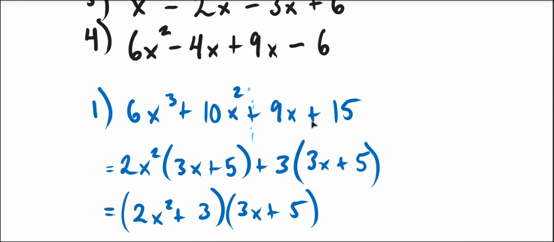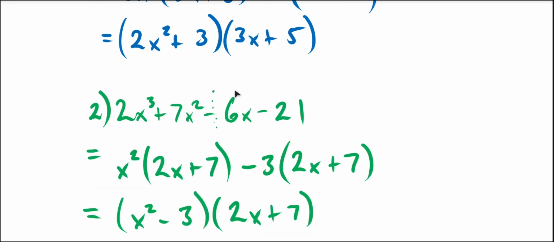So the first one, we cut it in half. We factor out the greatest common factor from both halves. Here that's 2x, here that's 3. And then we factor the common term out of both of those and bring it up here and write the 2x squared plus 3 in its own term.